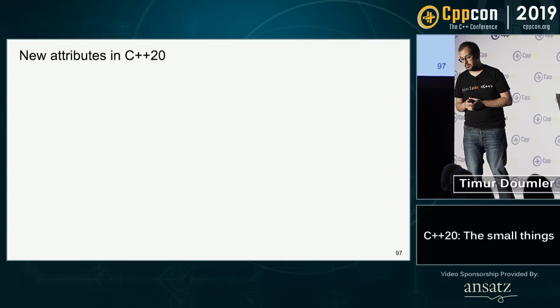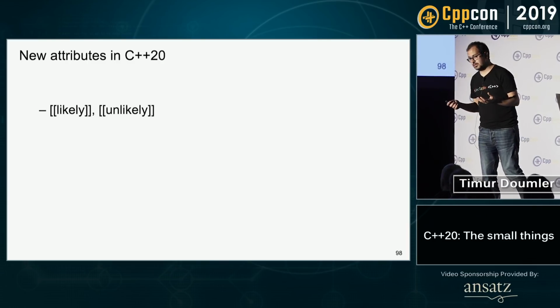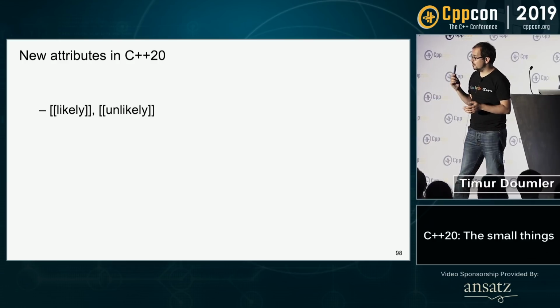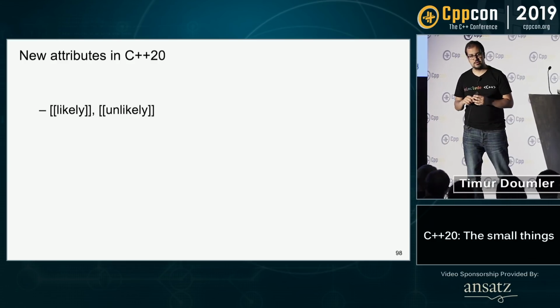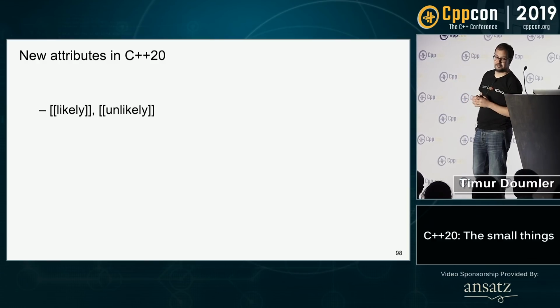We have a bunch of new attributes. So we have likely and unlikely to indicate to your branch predictor which branch you think is more likely to be taken. I actually learned this week that it doesn't always lead to generation of better code. Sometimes it actually leads to generation of worse code, so be careful with that.